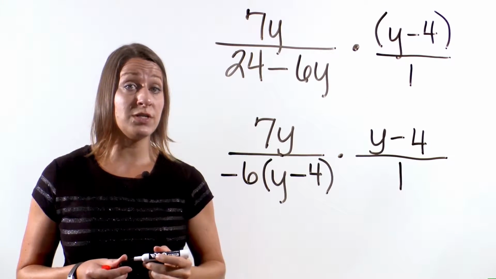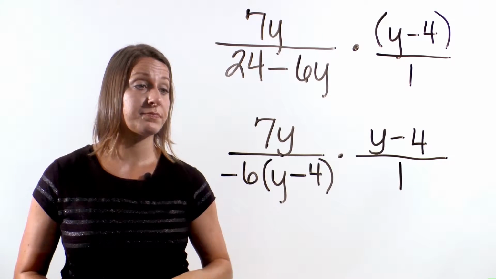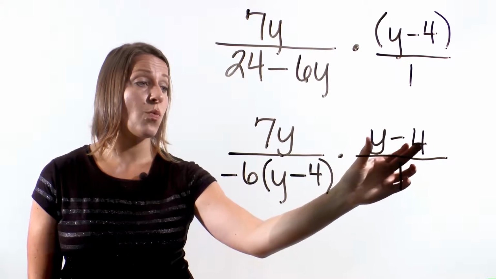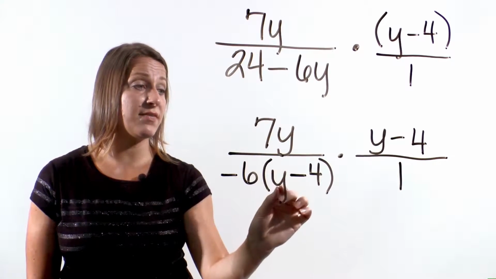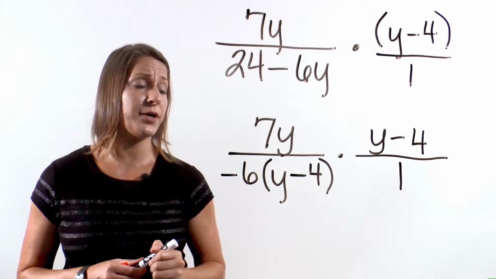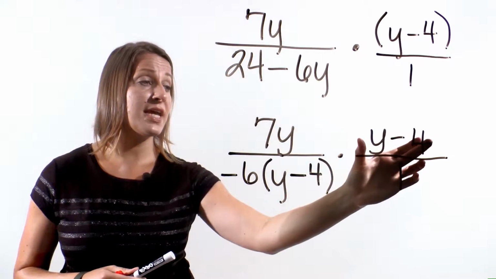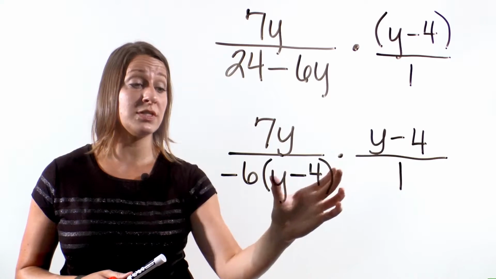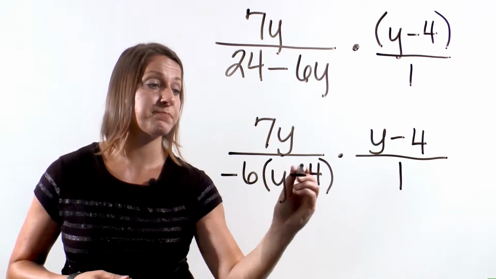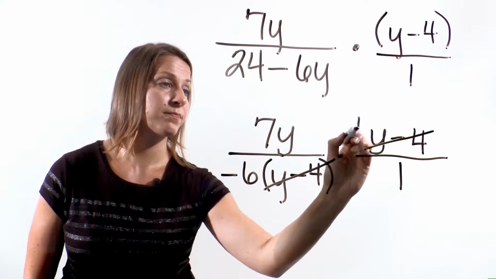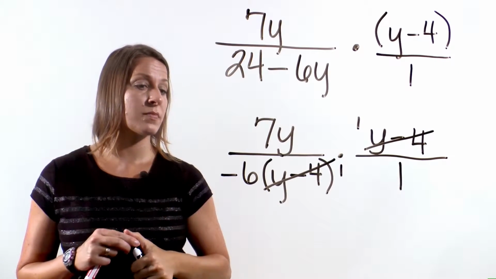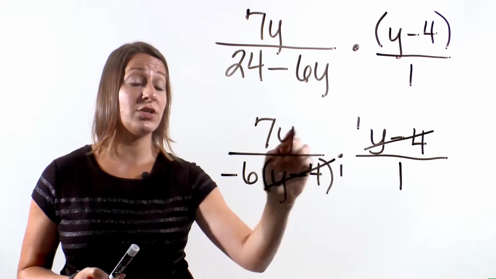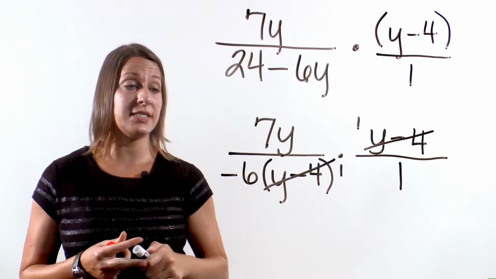Now that we've factored as much as we can, we're ready to simplify. Right here we have 7y, but notice that there's not another y that's free or a 7 for it to cancel. So we're going to have to just leave that one here. We can cancel y minus 4 with this y minus 4 because they're both binomials and they're both exactly the same. We do have this negative 6 on the bottom, but we do not have a number in the numerator for it to cancel, so it too has to stay.